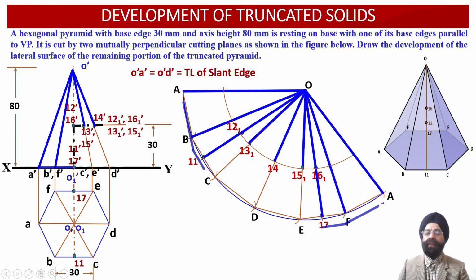So let us join all of these points of intersection, and now we will observe that this happens to be the development of the lateral surface of the remaining portion of the truncated pyramid. So here we can check this slant generator OC was cut at the point 13. So this is O13 which is left behind. So O13.1 we have drawn over here. Similarly, O dash D dash was cut at point 14 dash. So this is again the left behind slant generator.